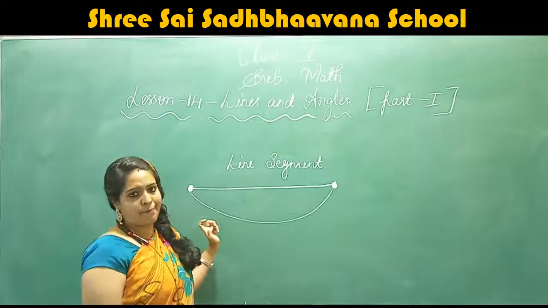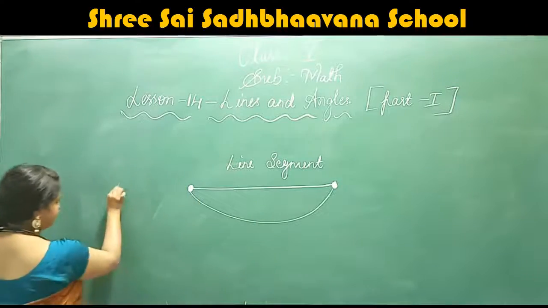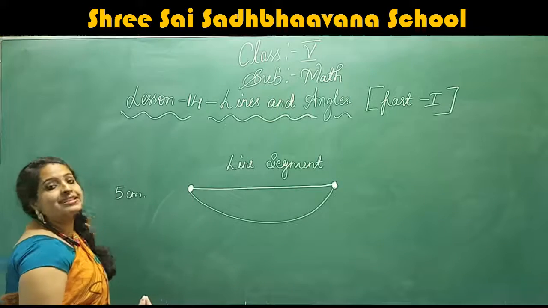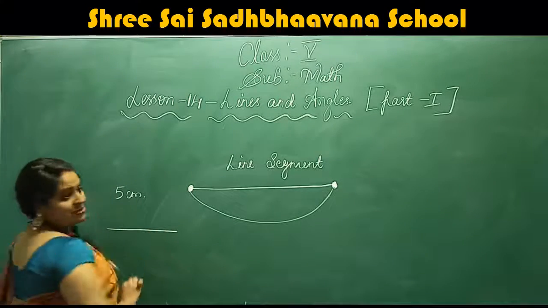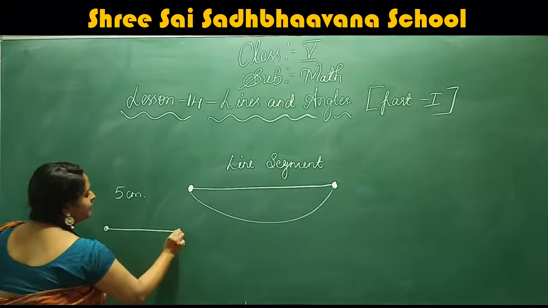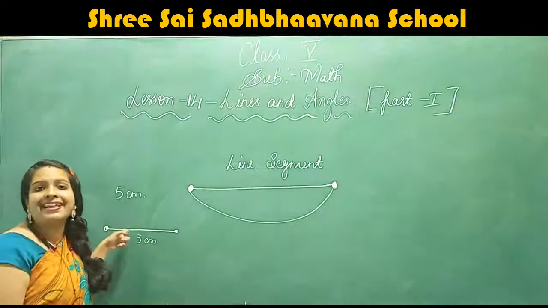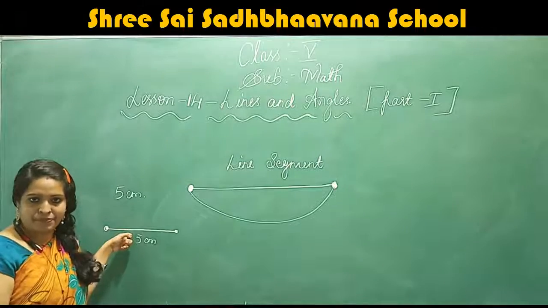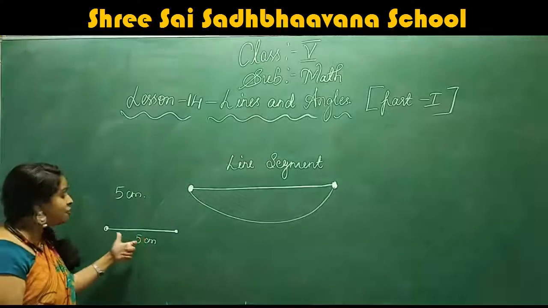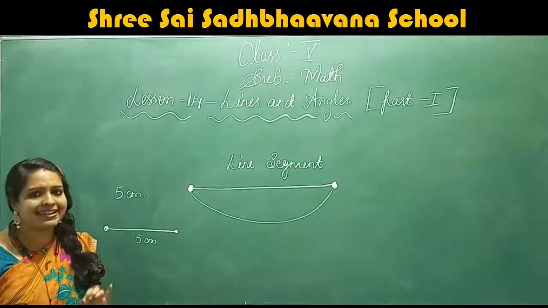If I ask you to draw a line segment of 5 centimeters, what will you do? You will take the scale and draw the line from 0 to 5 centimeters. After that, you have to mark its end point. Then you write 5 centimeters. So 5 centimeters is the length of this line segment. After the 5 centimeters, you cannot extend this because the length of this line segment is 5 centimeters. So now we understood, children, what we mean by the line segment.